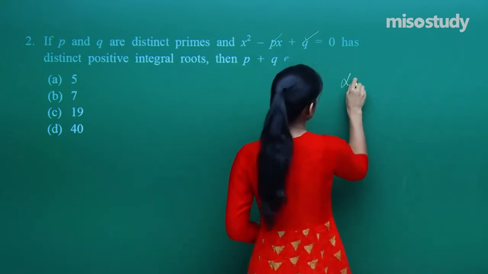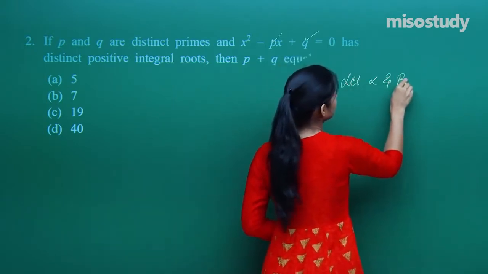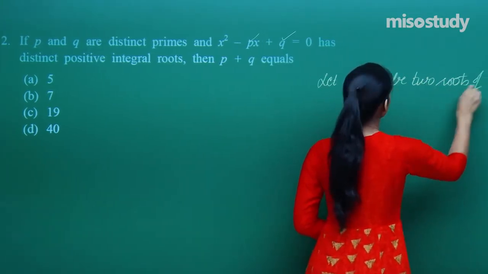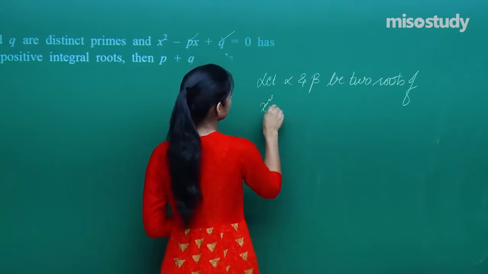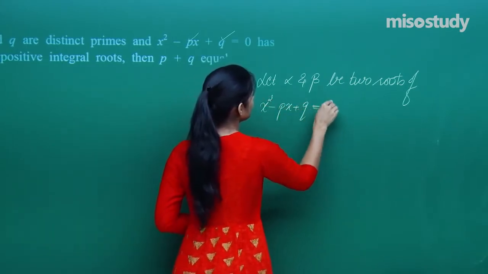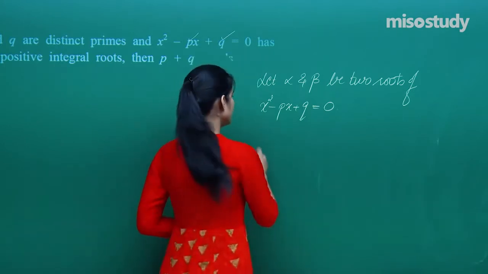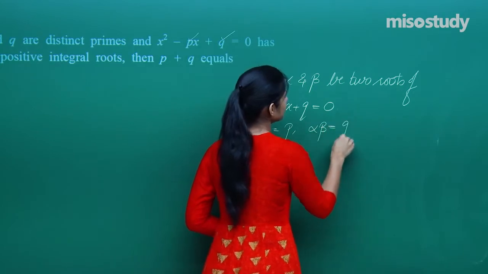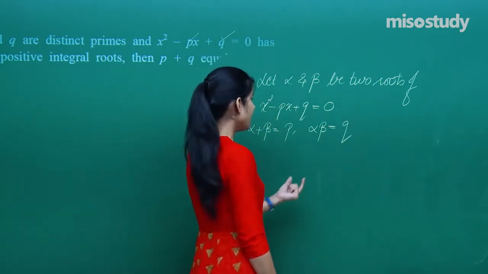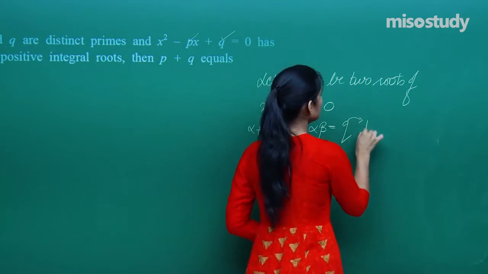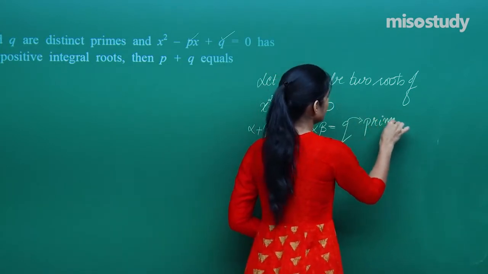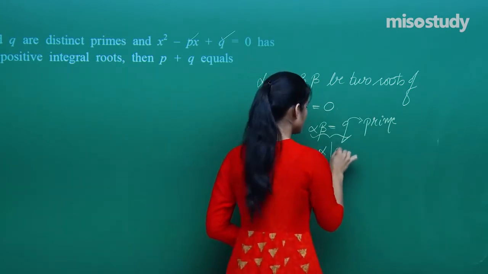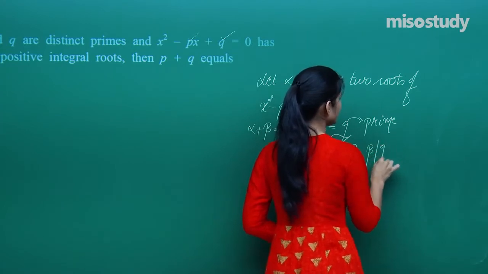I am saying let alpha and beta be two roots of x square minus px plus q equals 0. Sum of the roots is p, product of the roots is q. If alpha into beta is q and I know q is a prime, by this relationship I can say that alpha divides q and beta also divides q.